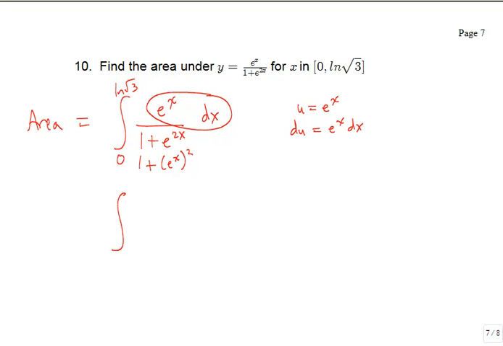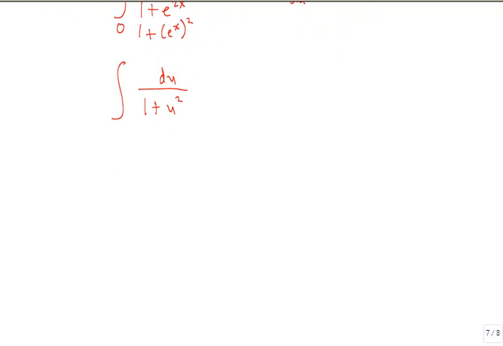Let's do a little substitution. This e to the x dx on top becomes my du, and on the bottom, this 1 plus e to the x quantity squared becomes 1 plus u squared. And that is exactly an arctan where the a is 1. So this is going to be 1 over a, or 1 over 1, arctan of u over a, or u over 1, which is just u.